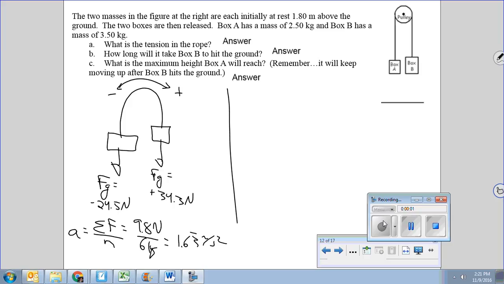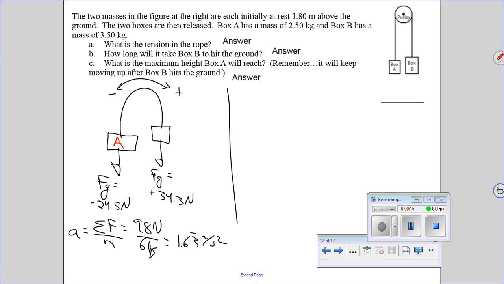So where we're at on Friday when we last saw these boxes. Box A was 2.5 kilograms, B was 3.5 kilograms. So your force of gravity on box A is negative 24.5 newtons. On box B, it's 34.3 newtons. So your net force ends up being 34.3 newtons in a direction that we arbitrarily decided to call positive.